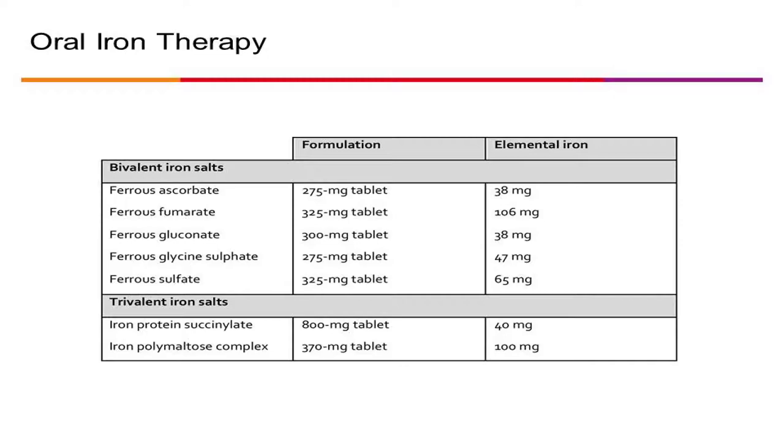But if the patient is not tolerating, we can just start with one tablet and go up to 2 tablets, then 3 tablets, until the patient has more tolerance to the treatment. The other one that we have is ferrous fumarate. It has an elemental iron of 106 milligrams, so we can give it as a BD dose or OD dose.